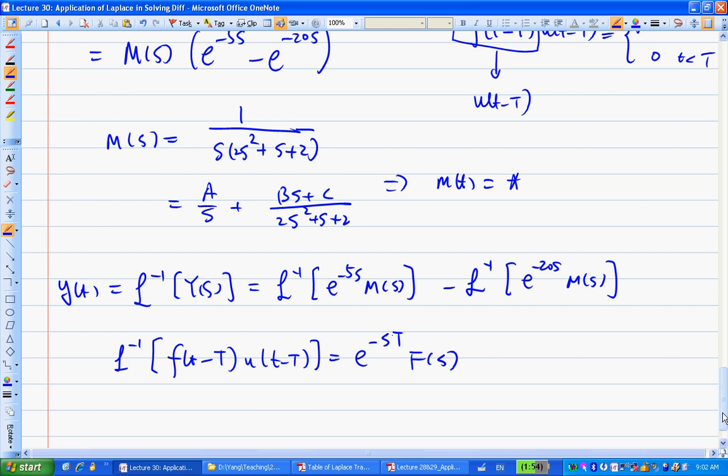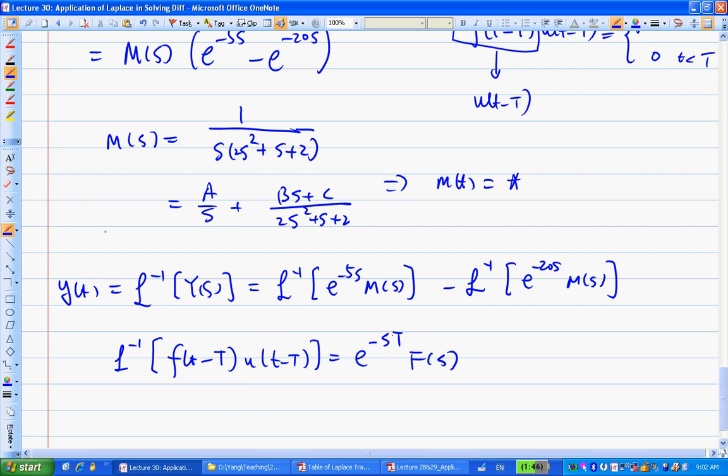Okay, so let's do a little comparison in here. This M(s) is this F(s). This e to the power of -5s is this guy here. Then the inverse Laplace of such an s function, according to the property, will be simply f(t - T) u(t - T).